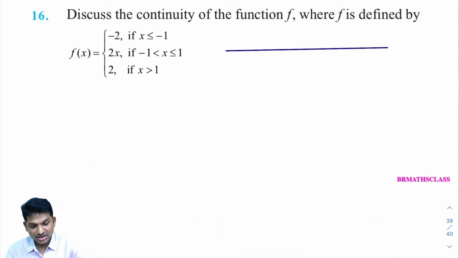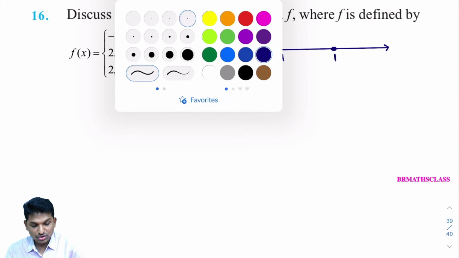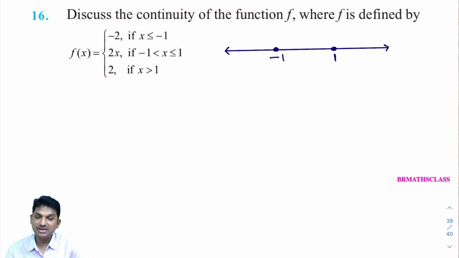Okay, I need to check the continuity of the function on its entire domain of real numbers. You observe this function is varying at 2 points. Look here, minus 1 and 1. So I'll mark those 2 points on the number line. So I am going to do this problem in how many cases? Total 5 cases you will get.